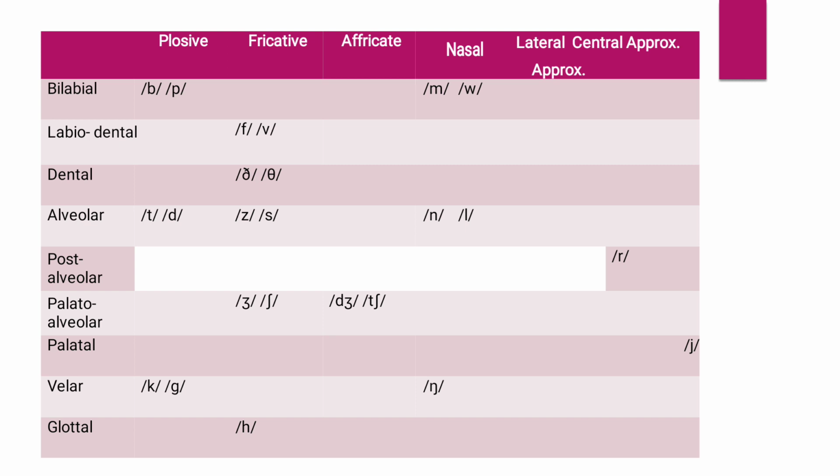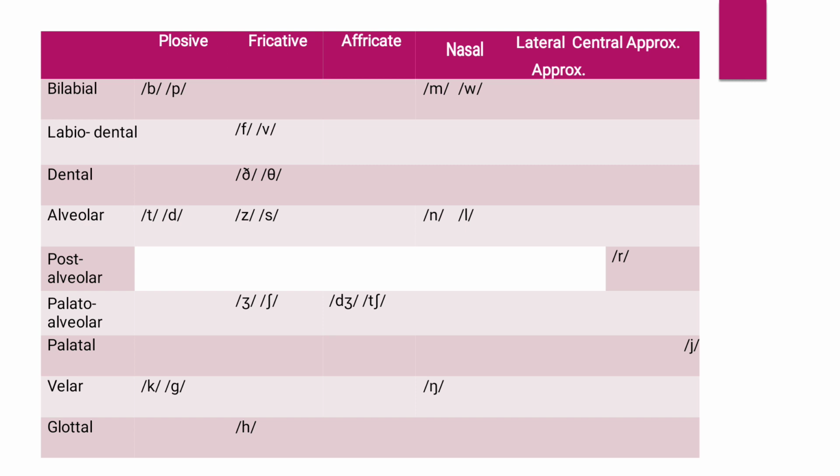Next one is the labiodental. When the upper teeth and lower lip touch each other, it is called labiodental. When we pronounce f and v, at that time we can observe that the upper teeth and lower lip are touching each other.